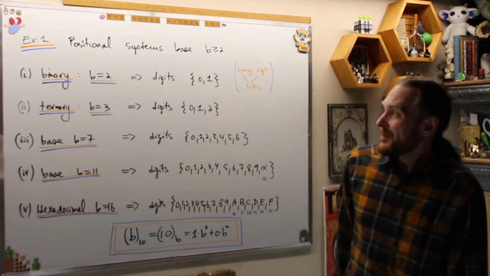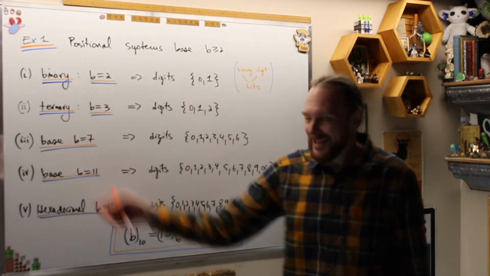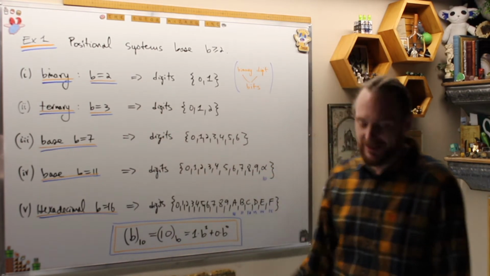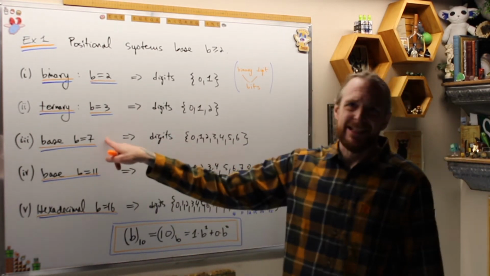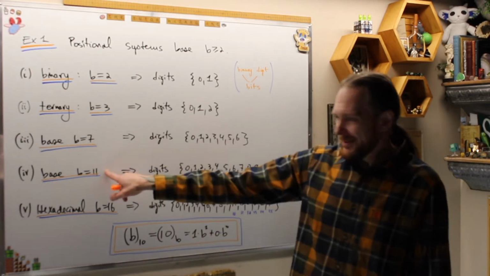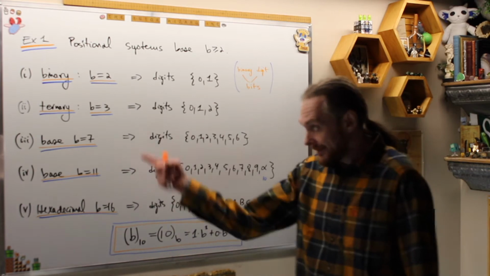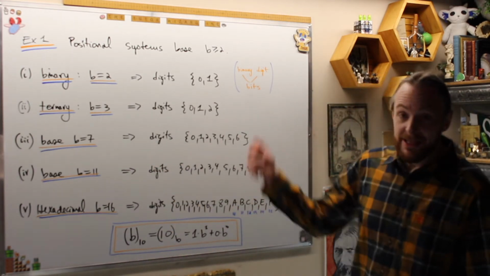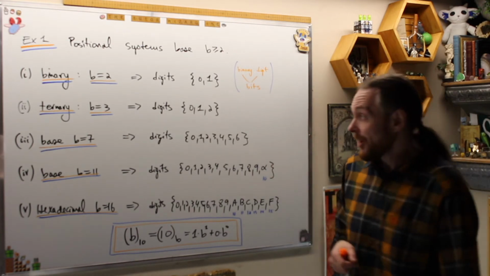Example 1 is positional systems base B. They have a fancy name for everyone, but I'm not going to give them unless there are specific ones that we talk about regularly. Base 7 is heptary, I believe, and base 11 is onary, but you don't have to call them that yet. You can just call it base 7 and base 11. So binary just has 2 digits, 0s and 1s. Binary digits become bits, is the terminology.